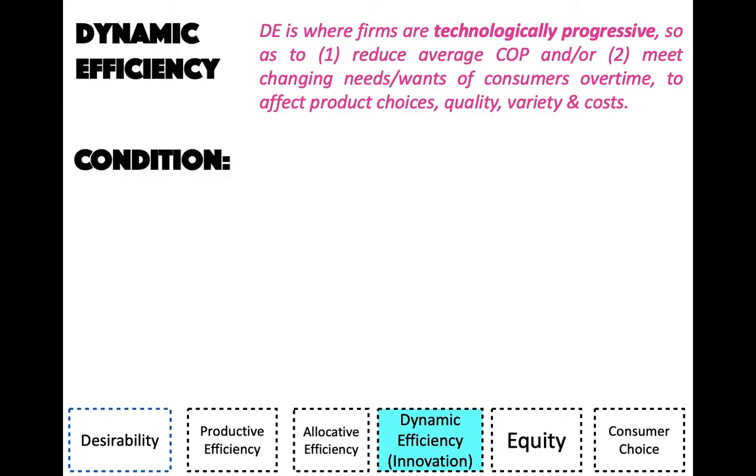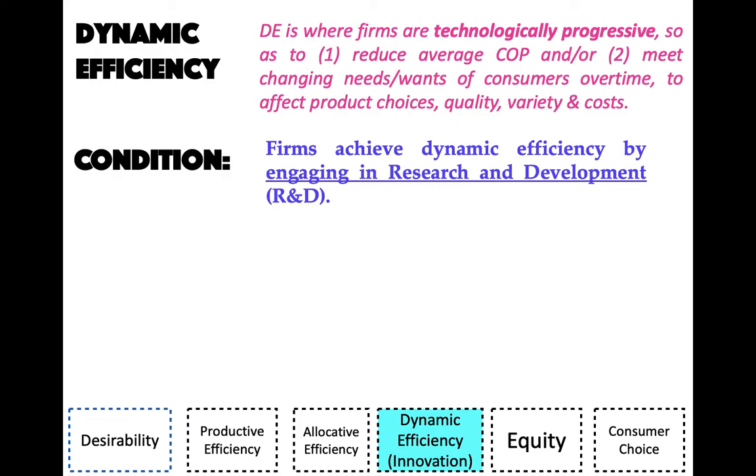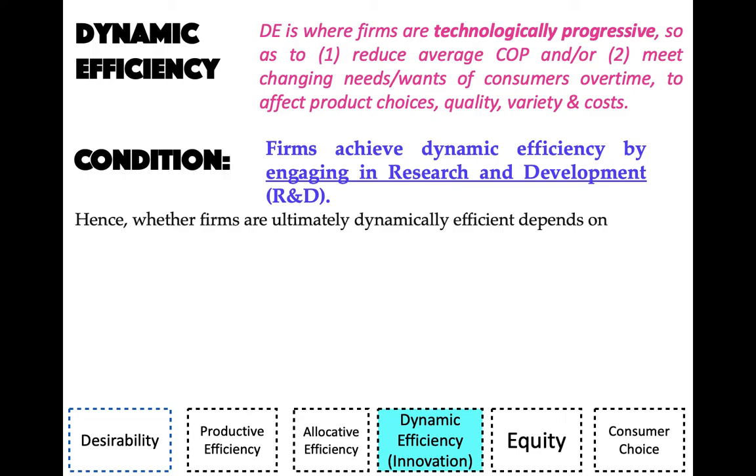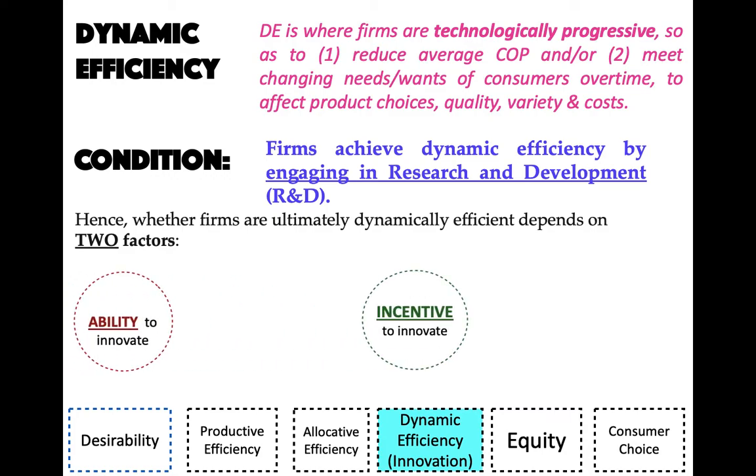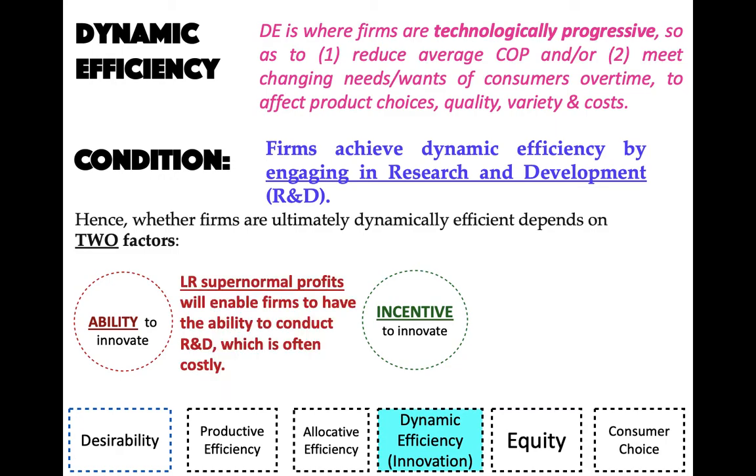And as you can see, in order to achieve technological advancements, one thing that firms have to do is to invest in research and development, right? So they can achieve dynamic efficiency by engaging in research and development. And we know that research and development can be very expensive. So whether firms can ultimately achieve dynamic efficiency depends on two factors, right? Whether they have the incentive to engage in R&D, to innovate, and whether firms have the ability to engage in R&D and innovate. So let's unpack these incentive and ability further.